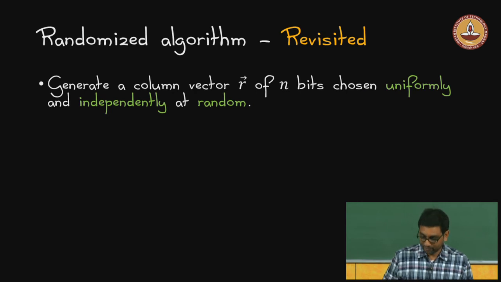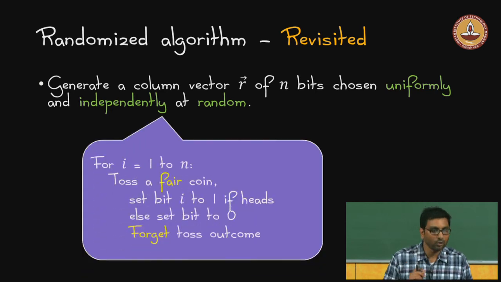So, now we can revisit this algorithm. We have to generate a column vector R of n bits chosen uniformly and independently at random. And how do we do that? We know the notion of independence. So, for each random bit we do this: for i equal to 1 to n, toss a fair coin, set the bit i to 1 if heads, else to 0, and completely forget the outcome of the toss, because the next one has to be completely independent of the previous coin toss outcomes. You repeat this n times, and you will get the vector R that you need.